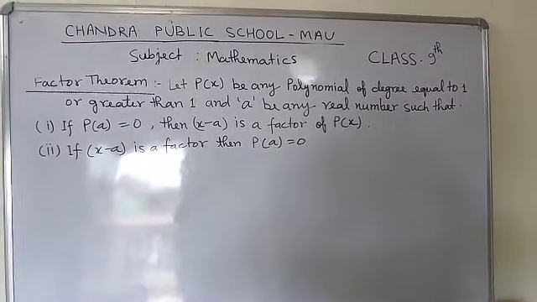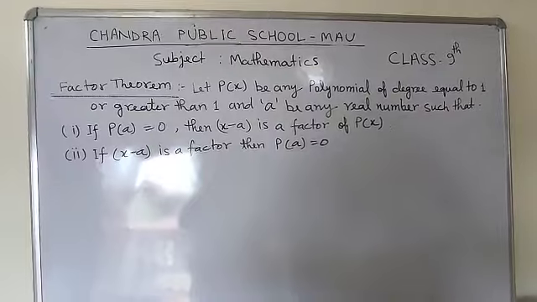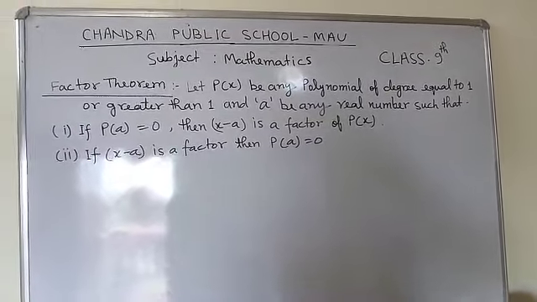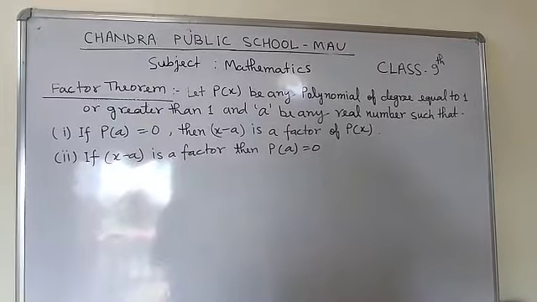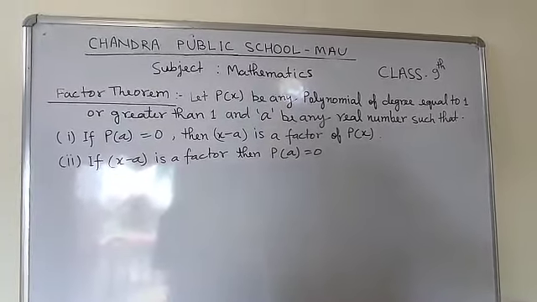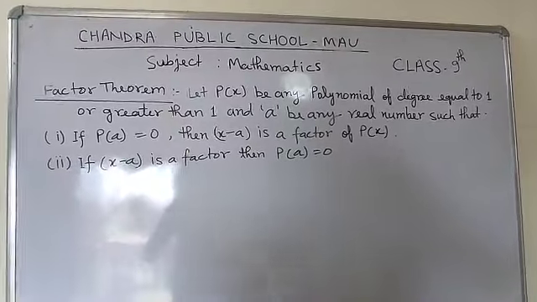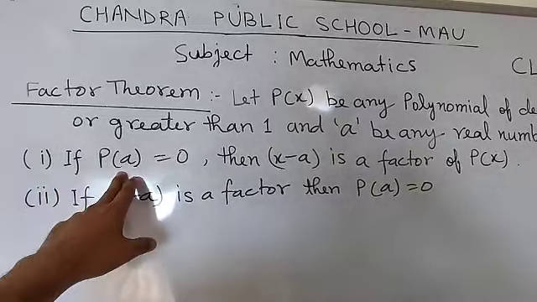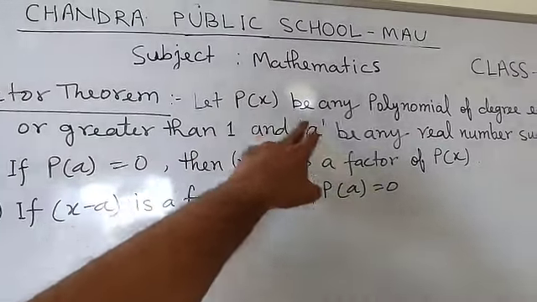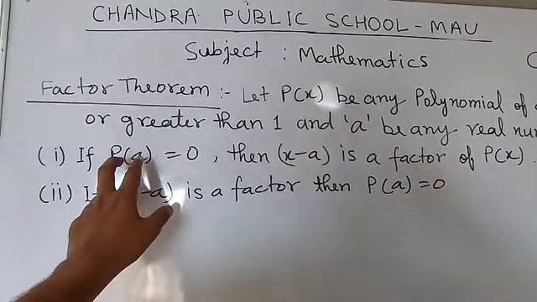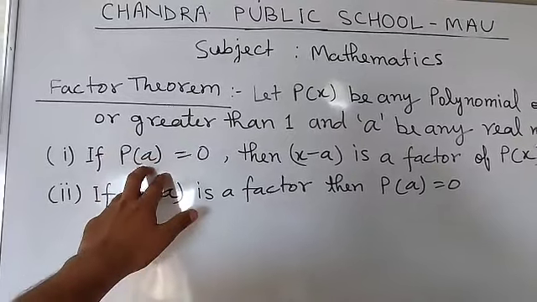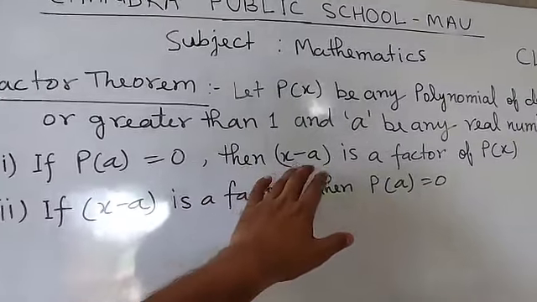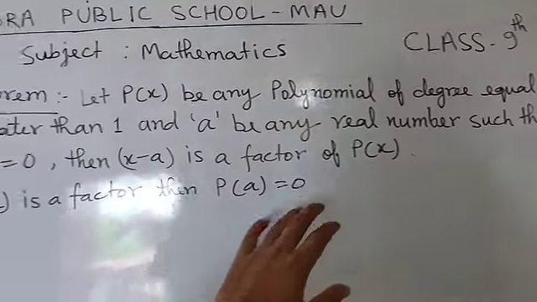Here today I am going to start exercise 2.4, but before that I am going to explain the factor theorem. According to the factor theorem, if p(x) is any polynomial of degree greater than or equal to 1, and if a is any real number, and if you replace the variable x in the polynomial p(x) by a, that is, if p(a) equals 0 after calculation, then you can say that x minus a is a factor of the given polynomial.